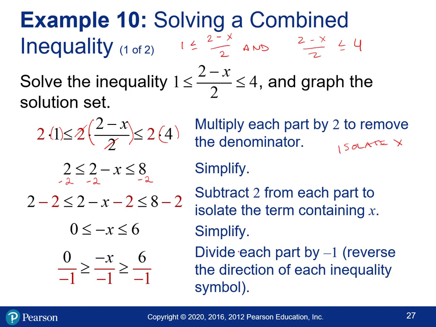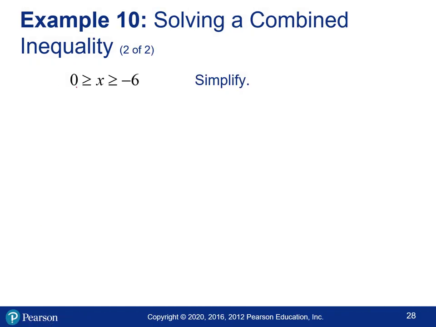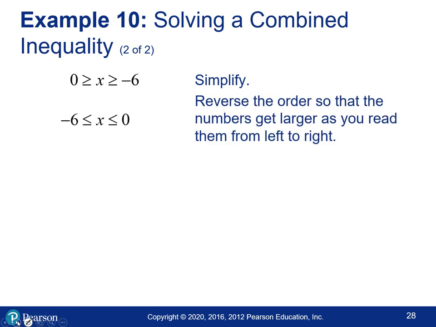But notice you are dividing by a negative, so you're going to flip the symbol. So you flip this one and you flip this one. You flip both because you divided by a negative on the whole thing. So both inequalities get flipped around, and we get 0 is greater than or equal to x, which is greater than or equal to -6.